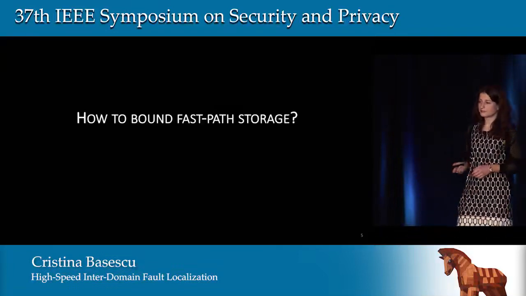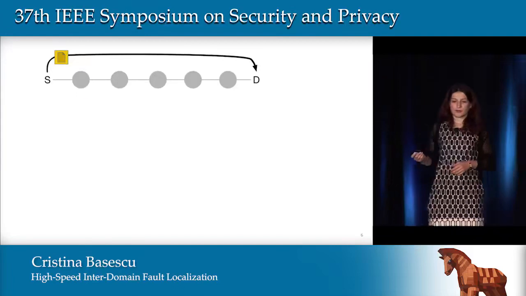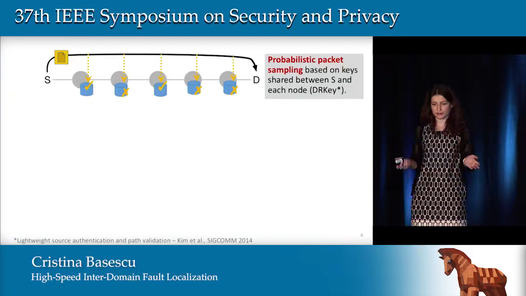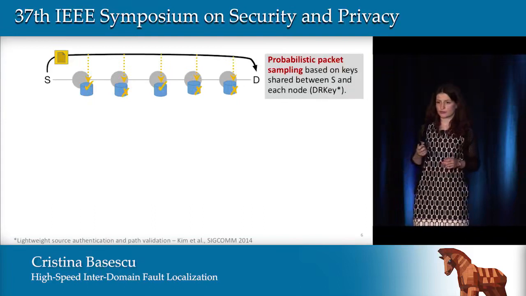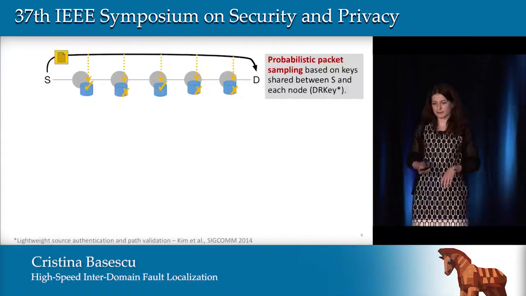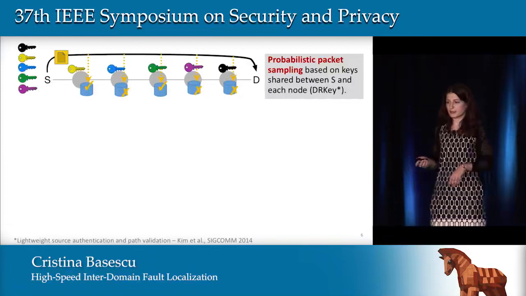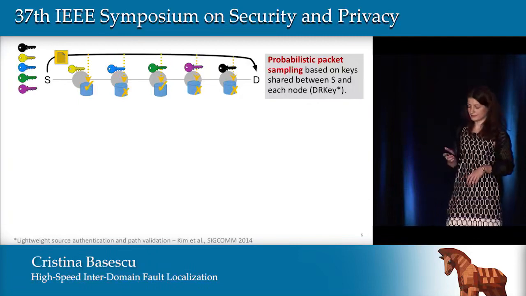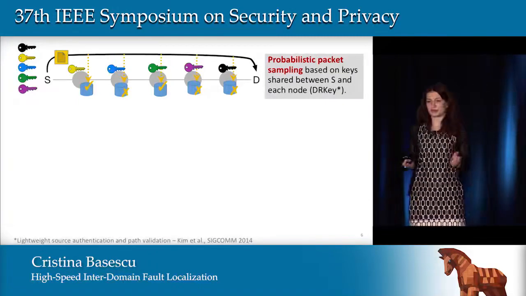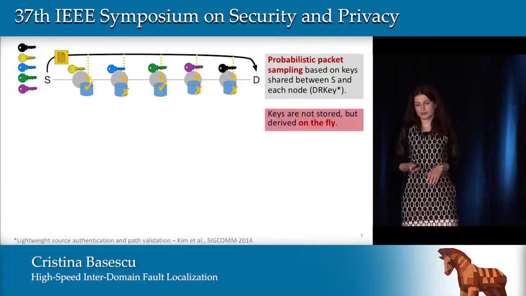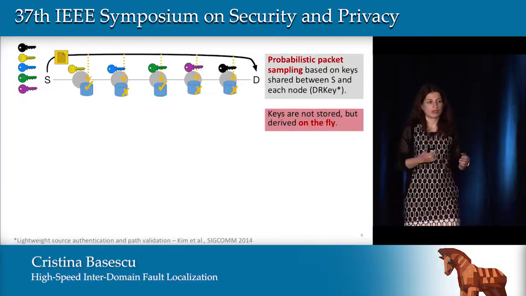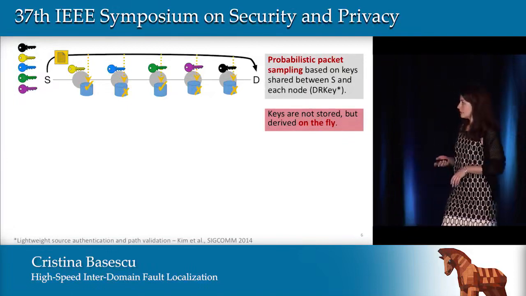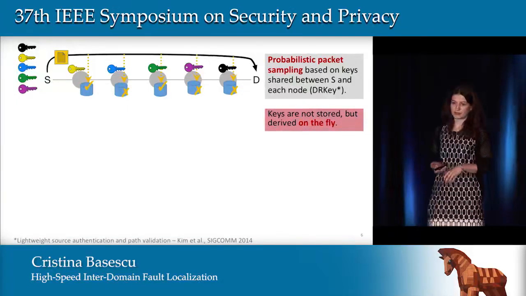So how do we do that? Well, in FallPrints, nodes probabilistically sample the packets that they observe. So nodes do not store information about all packets. And then sampling is based on keys that are shared between each node and the source. But recall that we don't want per source storage. So instead of storing these keys, nodes derive them on the fly. And for this, we use the DRKey protocol that was published at SIGCOMM 2 years ago.